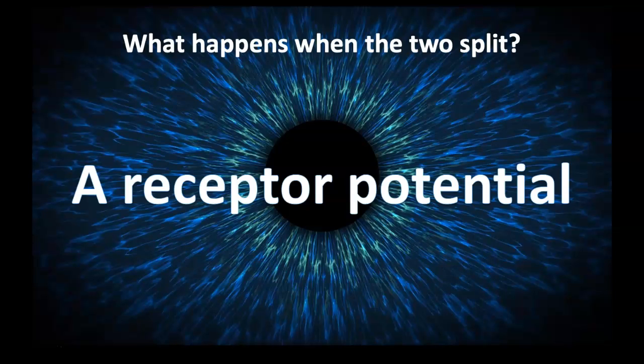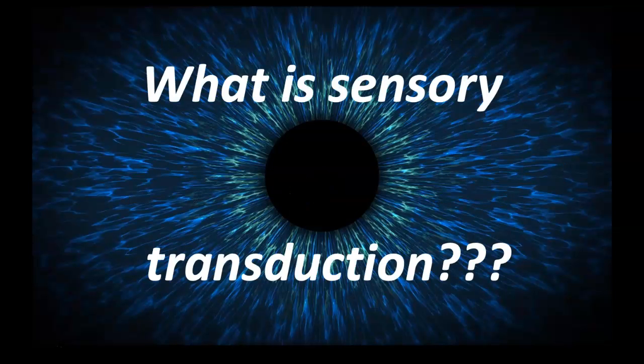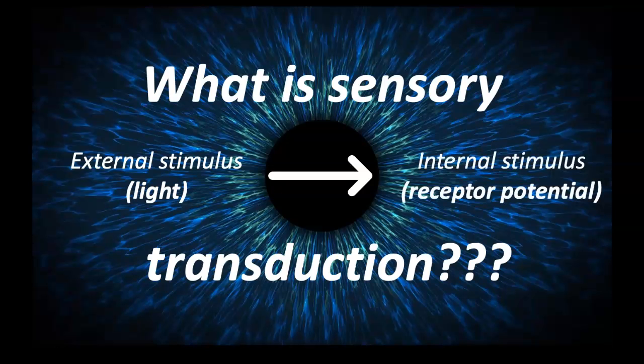So, let's answer that question. Sensory transduction is the process of an external stimulus, in our case light, being converted into an internal stimulus, which would be that receptor potential.